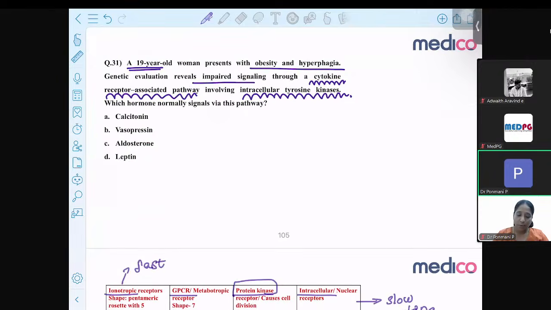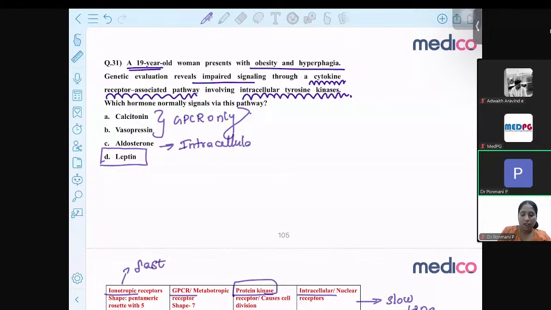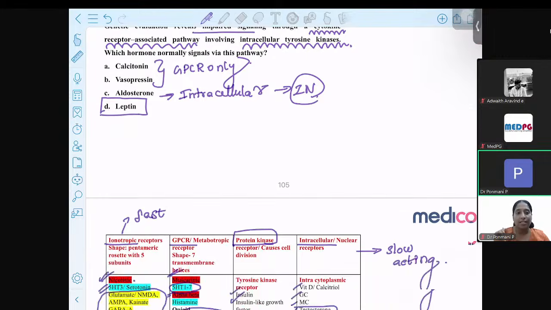Now let us move back to the question. Which of the following acts via tyrosine kinase receptor? The one which acts via tyrosine kinase receptor is leptin. And what about these two? These two act via GPCR only. And aldosterone acts via the intracellular receptor, because just now we saw the diagram of the mineralocorticoid receptor, where the potassium sparing diuretic acts. If you remember the diagram, the mineralocorticoid receptor will be there in the cytoplasm, and once aldosterone comes and acts, it moves to the nucleus. So it comes under the intranuclear family, and under the gross classification of intracellular receptors.